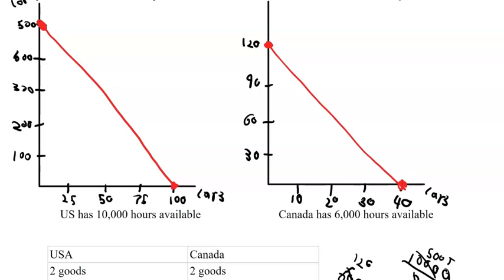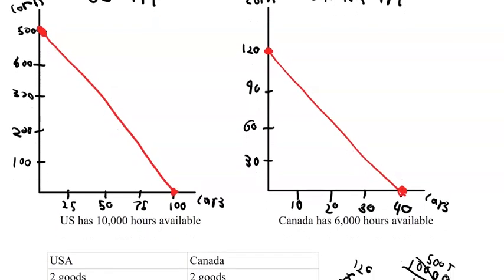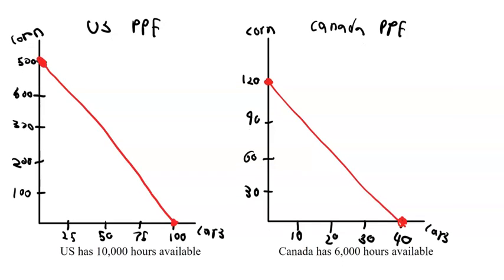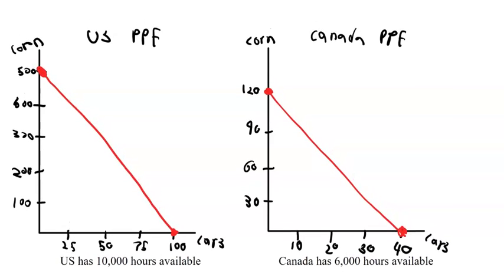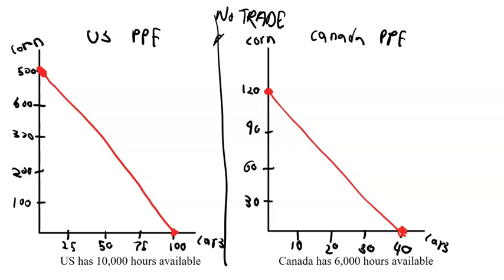Now, just for our example's sake, let's say the US is using half its resources to produce cars and half its resources to produce corn, and Canada is doing the same thing. This is just a starting point, before trading started. So right now, let's say there is no trade. Under that scenario, if the US is using half the resources to produce corn, then the US will be producing 250 corn and 50 cars. So this will be the point of production.